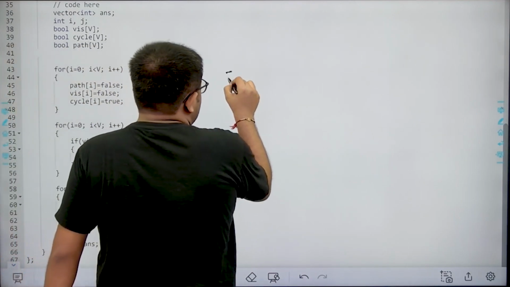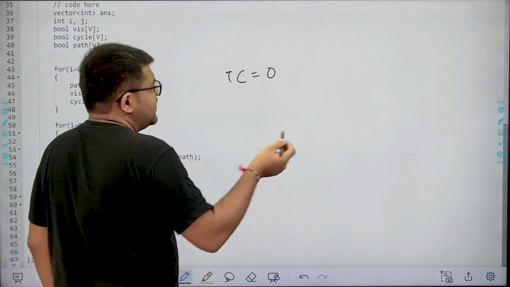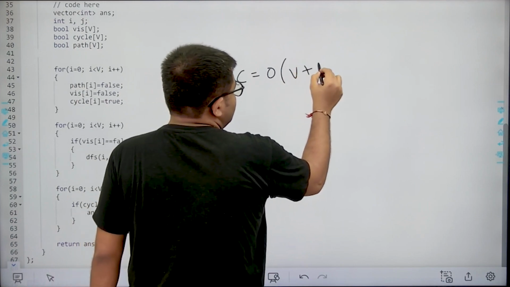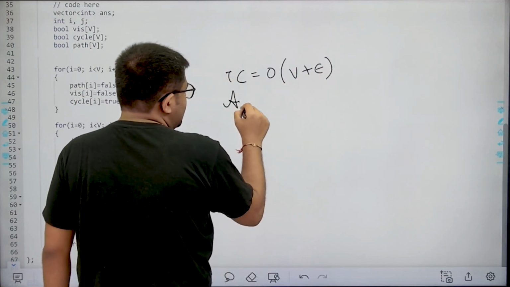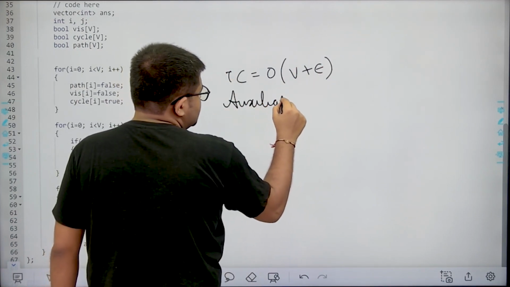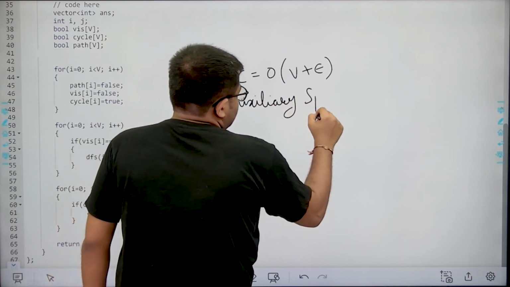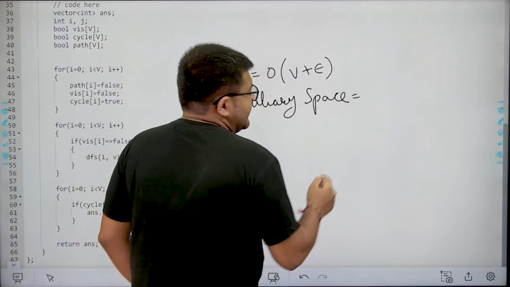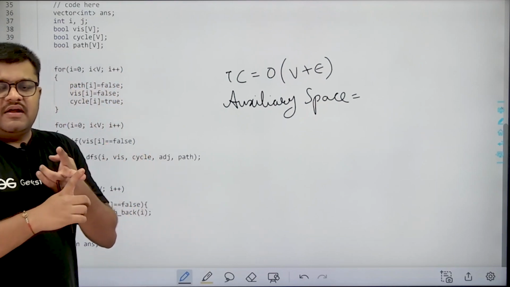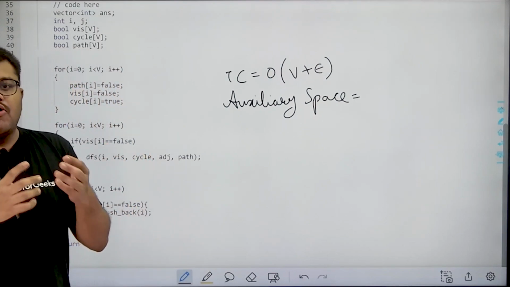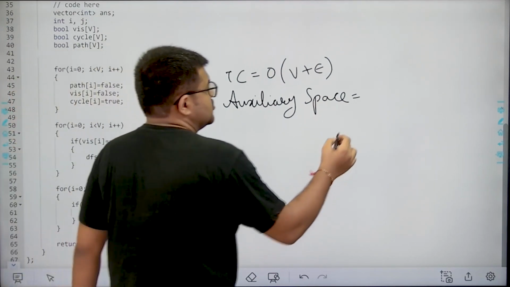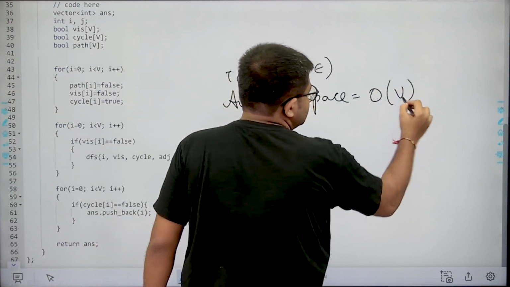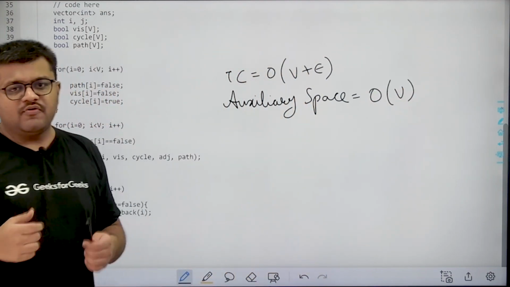If we talk about the time complexity, basically we are calling a DFS, so the time complexity of DFS is big O of v plus e. And if we talk about the auxiliary space, we have taken some arrays like visited, path, and cycle, all of which are of size v. So the auxiliary space required is big O of v, that is, the number of vertices.